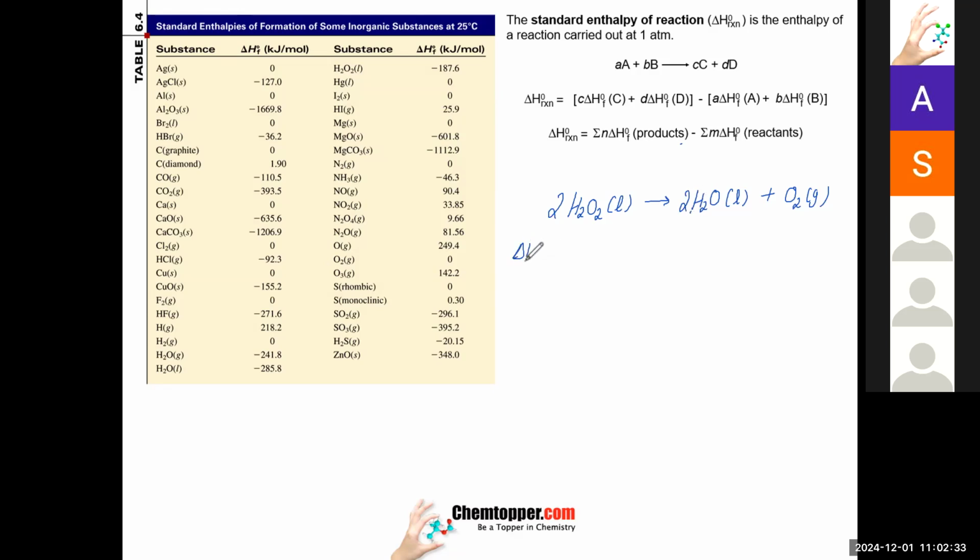Calculate delta H naught of the reaction from the formation enthalpies here. Formation enthalpies will be given to us, and they will not give you the formation enthalpy of the O2 gas. O2 gas will not be given to us.